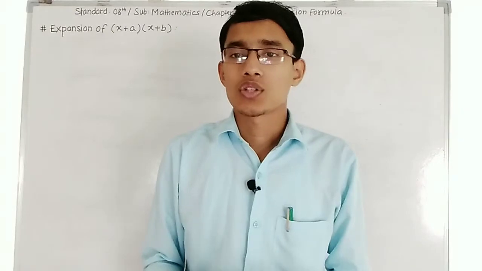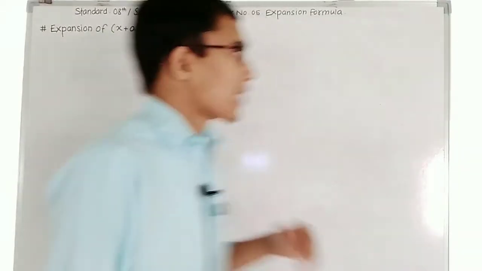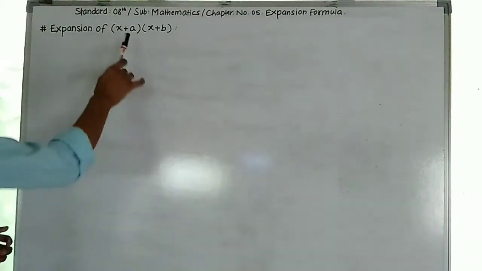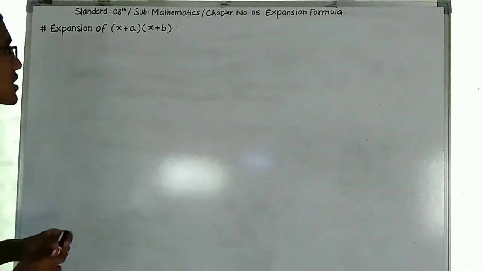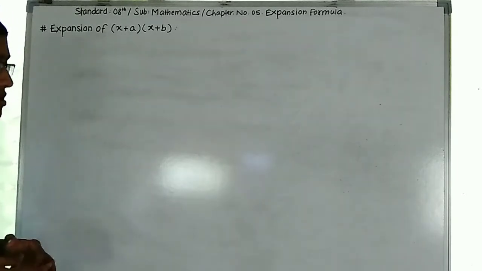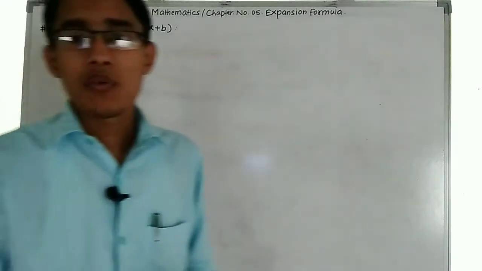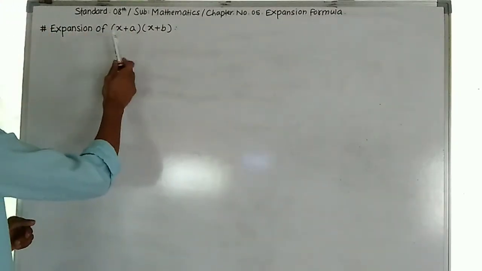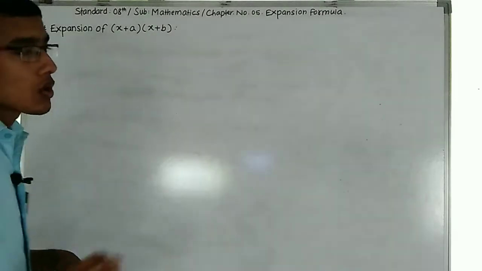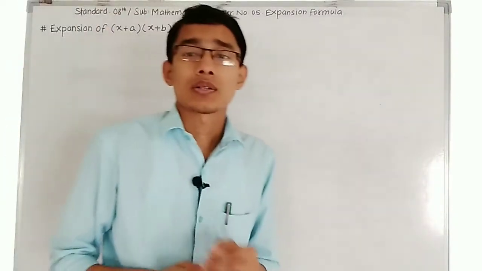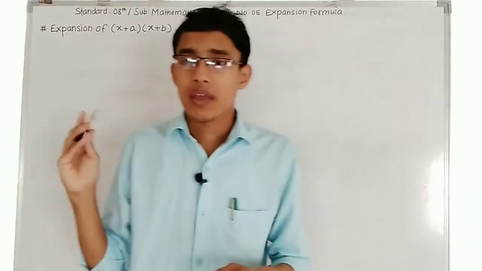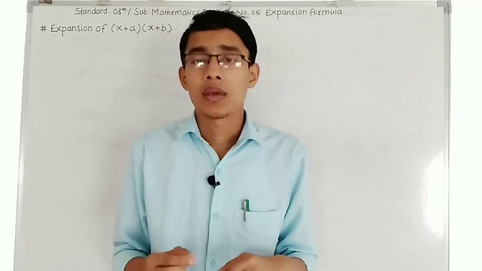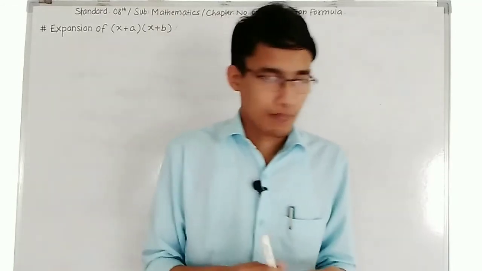In this particular lecture we are going to see the expansion in the form of (x + a)(x + b). We are going to expand this term. This is a binomial having one term common. In both the brackets you will find that x is common. So we are going to find the expansion of (x + a) multiplied by (x + b).